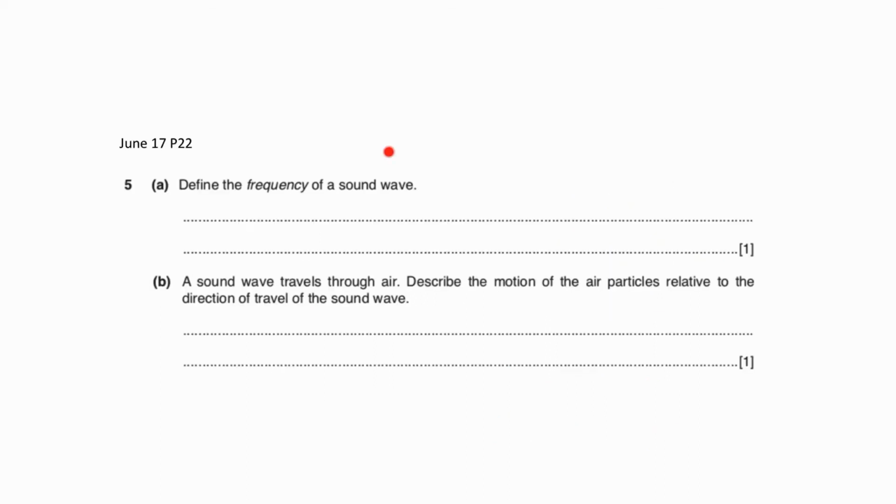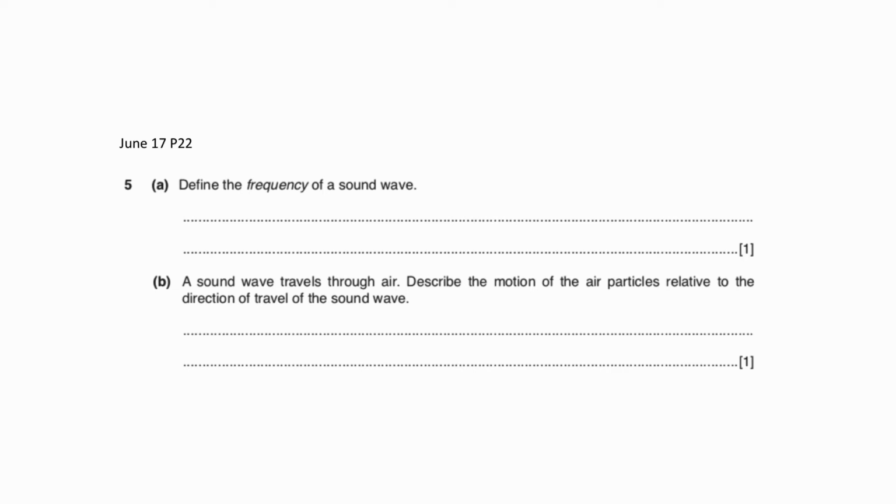Now for the first part, to define the frequency of a sound wave, remember the frequency is referring to the number of oscillations of the particles. So the correct answer will be the number of oscillations of a particle per unit time.